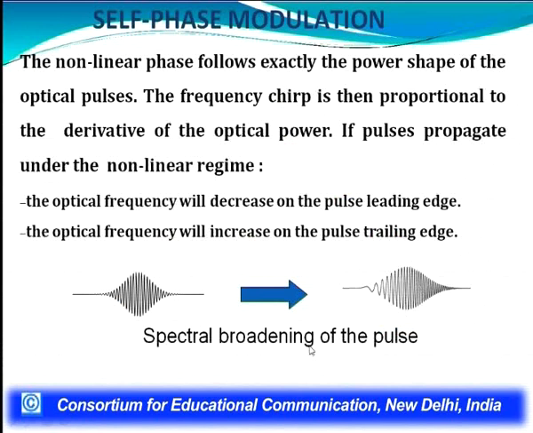The frequency chirp is, then, the derivative of the optical power along propagation. If the pulse propagates under the non-linear regime, then the optical frequency will decrease on the pulse leading edge, and the optical frequency will increase on the trailing edge. Here we see that this will be changing. This is the self phase modulation.